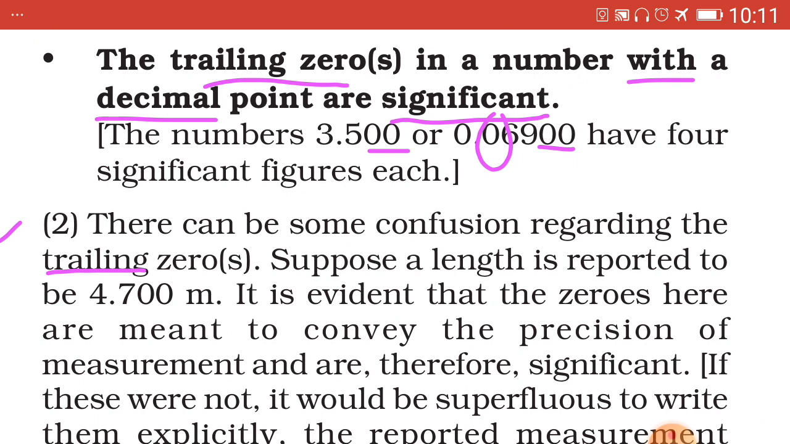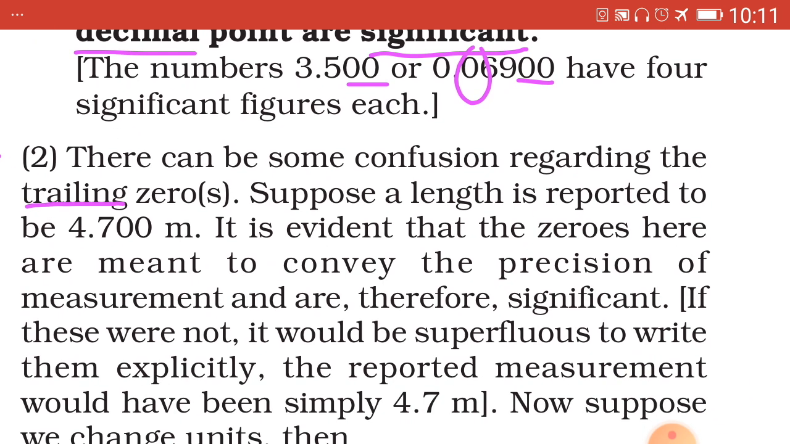While in the other case, the 0 after the point, that is the 0 which has been encircled, is not significant, while the last two zeros are significant. So here also totally there are 4 significant figures, which are 6, 9, 0 and 0. Now the second rule, apart from those rules, we refer with the help of examples.